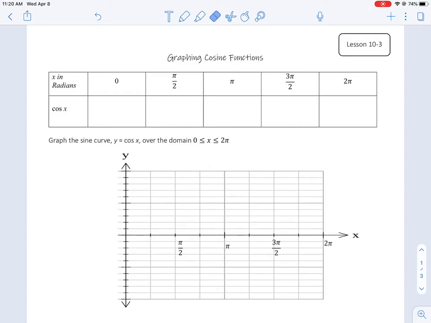All right, in your calculator, if you typed in cosine of 0, you should have gotten a value of 1. If you didn't, you might be in the wrong mode. Remember, all of these are radians, so please make sure your calculator is in radian mode. Next, cosine of pi over 2 should give 0. Cosine of pi is -1. Cosine of 3 pi over 2 is 0. And cosine of 2 pi is 1.